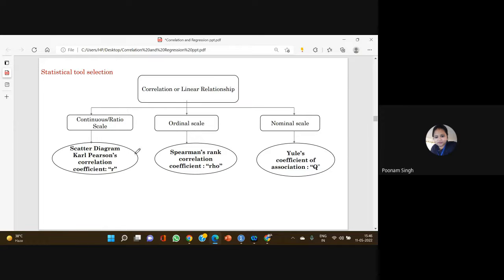But the method of calculating the correlation coefficient depends on the type of measurement scale that we are using. It means your variables x and y, on which scale they are being measured. That completely depends on the scale on which our variables are being measured. If your variables are measured on nominal scale, use Yule's coefficient of association. Ordinal scale, Spearman rank correlation coefficient. Continuous or ratio scale, then use Karl Pearson correlation coefficient.